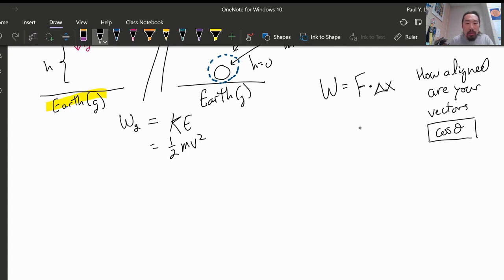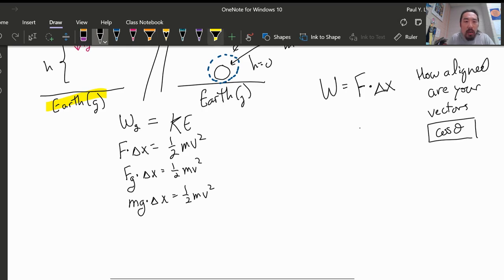So what this will tell us is that the work done by the gravitational field gives us the kinetic energy. For this problem, we say the force times delta x, and because it's the force of gravity that's doing the external work, we can replace that with Fg. And you know what? It's a good habit, let's take it one step further. mg times delta x equals 1/2 mv squared. Now this is really cool because if you take a close look at this formula, this looks almost identical to the gravitational potential energy formula, which is mgh equals 1/2 mv squared.